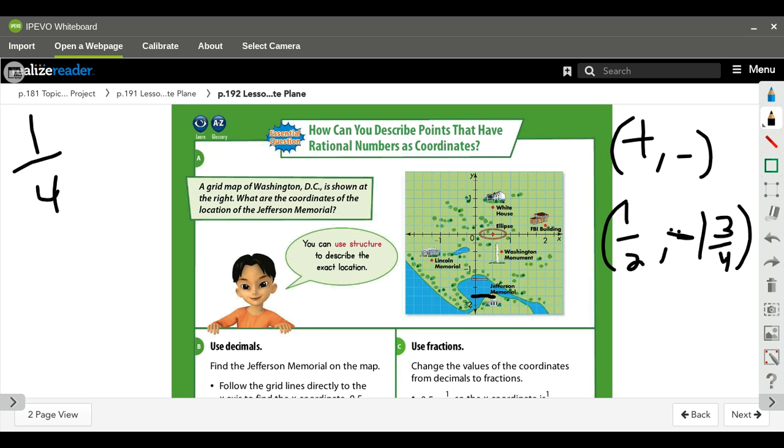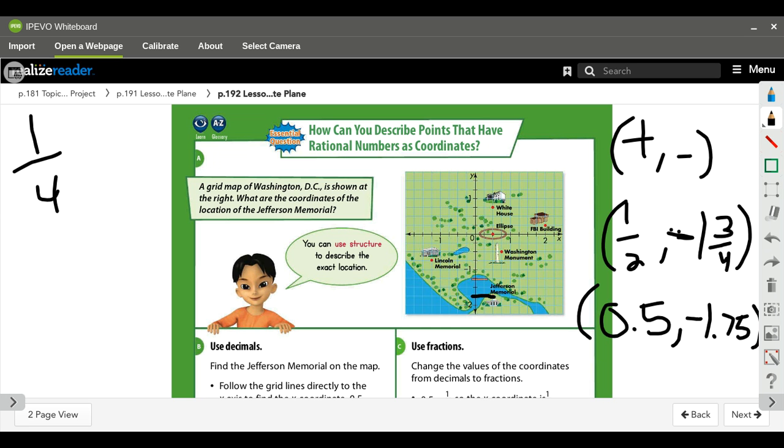So I wrote my coordinates as a fraction first, but if I wanted to write them as a decimal, I would just simply convert them into decimals. So 1/2 would be represented as 0.5, and then -1 3/4 would be -1.75. So again, unless they say write it as a fraction or write it as a decimal, I'm going to leave the choice up to you on how you want to write your rational number.